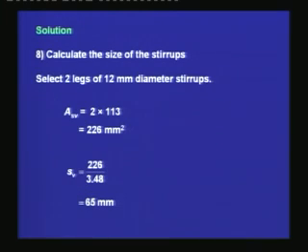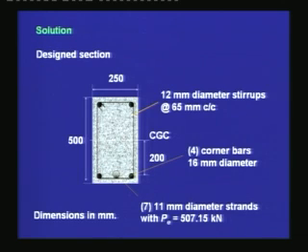We are selecting the size of stirrups as 2 legs of 12 millimeter diameter stirrups. Thus, Asv is equal to 2 times 113 is equal to 226 millimeter square, from which we get Sv equal to 65 millimeters. Thus, our design section is shown here, with 12 millimeter diameter stirrups at 65 millimeter on center. We are providing 4 corner bars with 60 millimeter diameter, and we are providing 7 number of 11 millimeter diameter strands with Pe is equal to 507.15 kilonewtons.